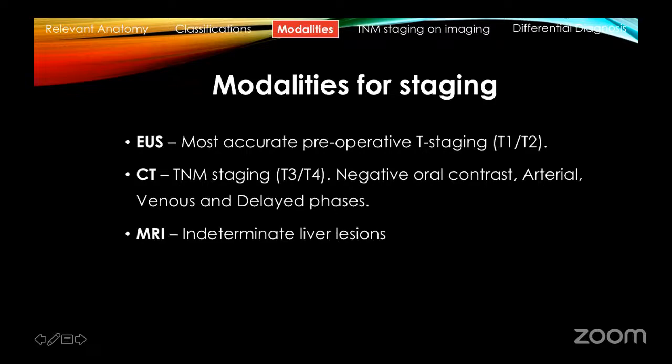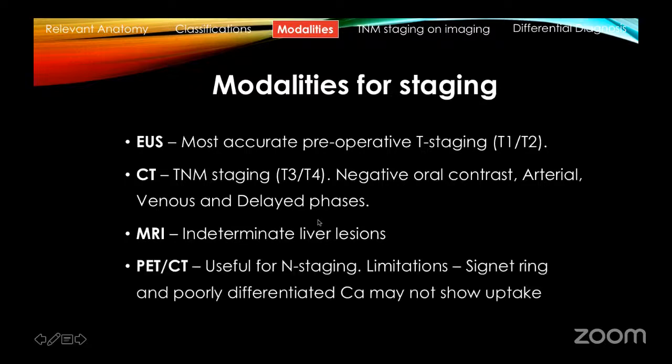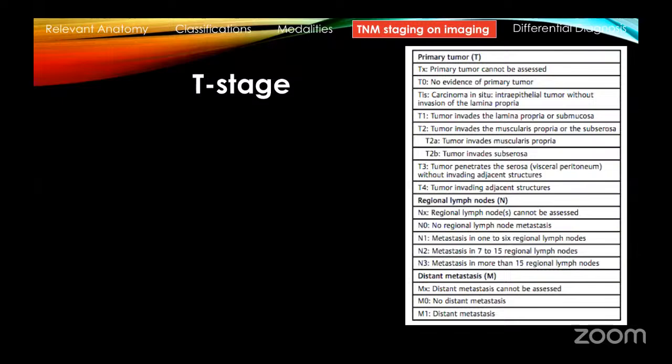The MRI, not per se for the gastric cancer, but could be considered for the indeterminate liver lesions, which will change the prognosis and indeed the management. And a PET CT would be useful for N staging. However, it has a limitation that in signet ring and poorly differentiated cancers, there may not be much uptake on the PET CT. Let's start with the T stage and how we go about it.